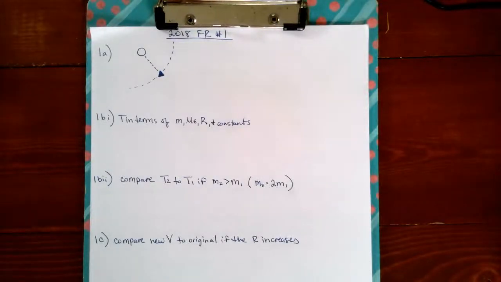Alright, hello everybody. We're going to look at problem number 1 from the 2018 AP Physics 1 free response. You can just Google 2018 AP Physics 1 free response and you'll be able to find the PDF that has these questions. So if you have not already, let's pause this video and you can use that PDF to read through this problem. Take a few minutes, put your answers down.